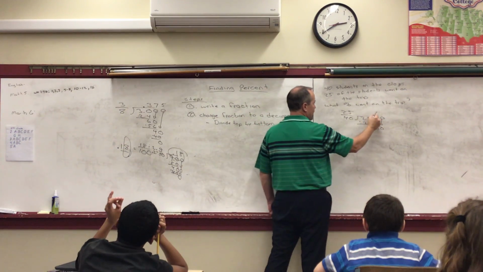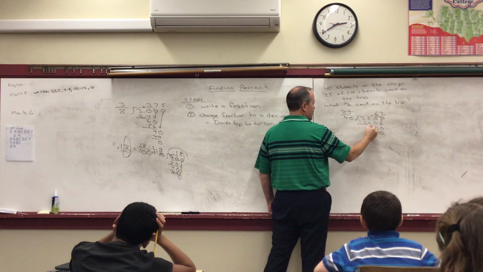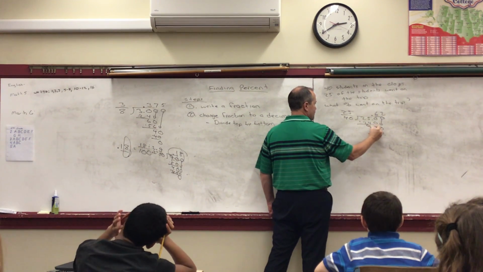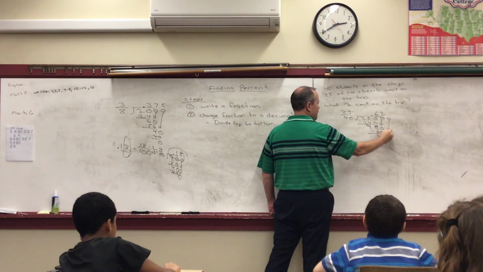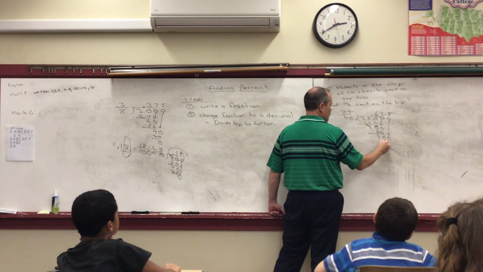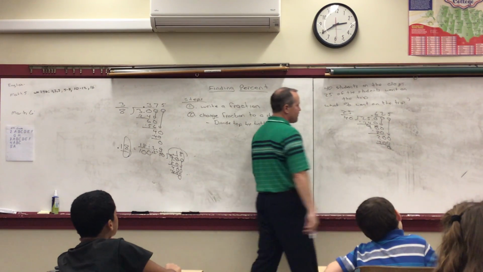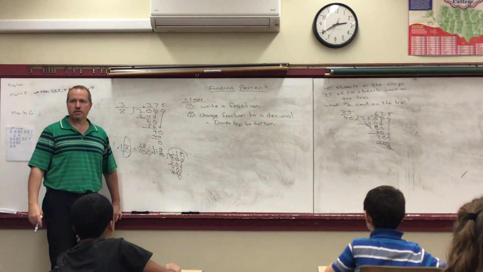40 goes into 100 2 times. 2 times 40 is 80. Subtract. 0 minus 0 is 0. 10 minus 8 is 2. Add another 0. Bring that 0 down. 40 goes into 200 5 times. 5 times 40 is 200. Subtract, you get 0. Okay, so we changed the fraction to a decimal.